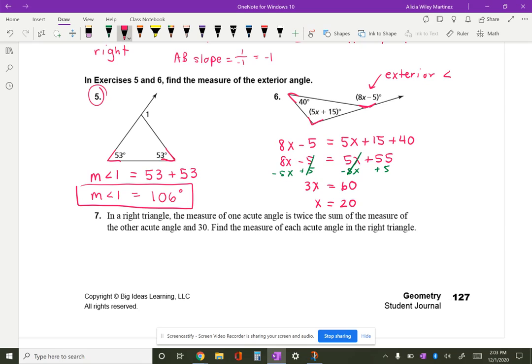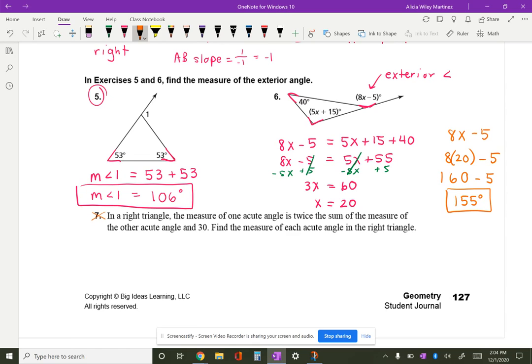This is not your final answer. They've asked you to find the measure of the exterior angle. So now what you have to do is you have to take that 8x minus 5, and you have to plug 20 in. You're welcome to use a calculator at this portion of the problem to make the math go a little bit quicker, but you can see the math is not too challenging, and I get an answer of 155 degrees for the exterior angle's measurement, okay?